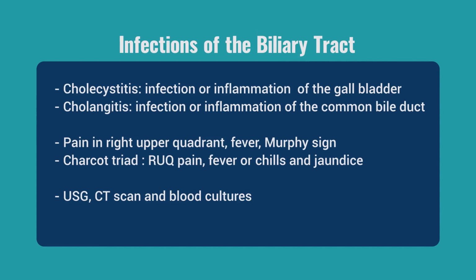Infections of the biliary tract. When coming to infections of the biliary tract, we have two major syndromes, cholecystitis and cholangitis. Cholecystitis is the infection or inflammation of the gallbladder per se. Cholangitis is an infection or inflammation of the common bile duct or the biliary ducts. They usually present with pain in the right upper quadrant, fever, and Murphy sign. Murphy sign is when the patient inspires, there is a lot of tenderness in the right upper quadrant where the gallbladder is situated.